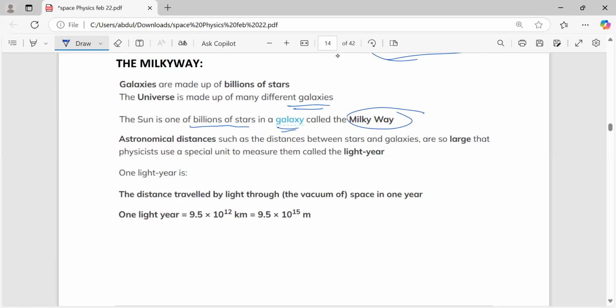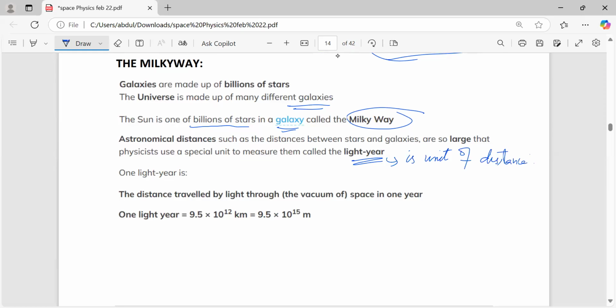Now, one very common mistake or misconception: light year. It looks like it is written year, so it is time. No, not at all. Light year is not a unit of time, but it is a unit of distance, but a very large distance.